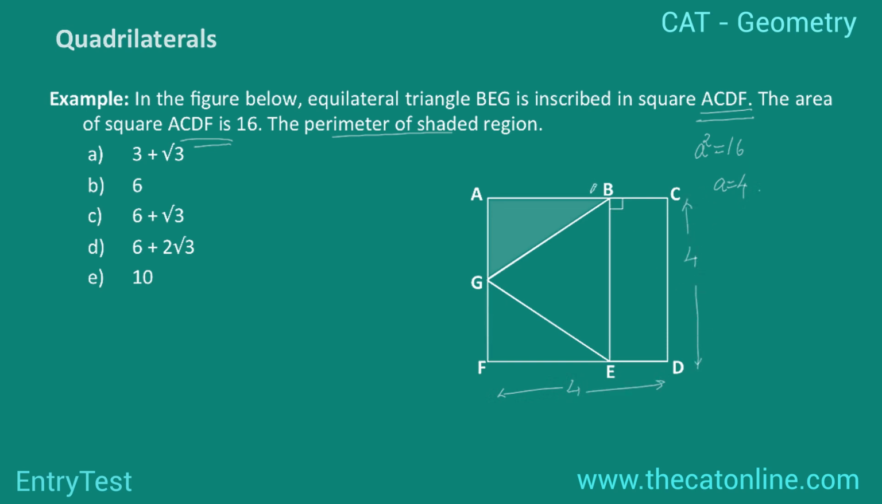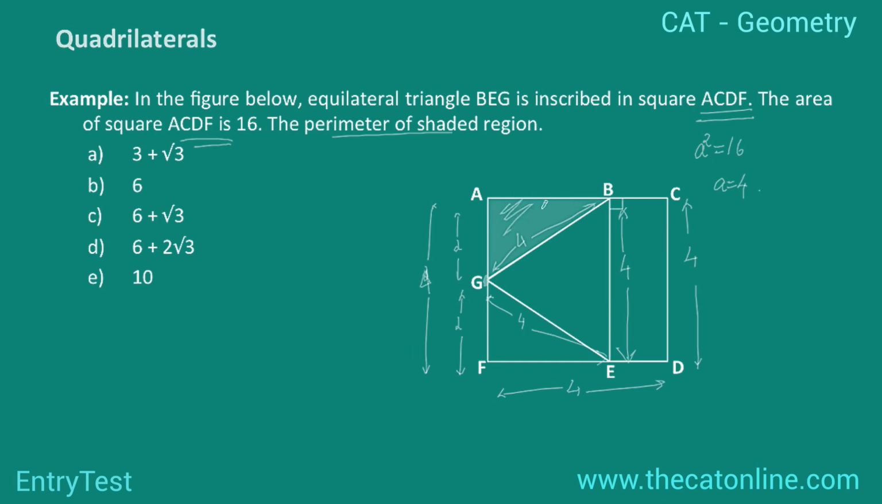Now if you look at it, BE and CD are parallel and between the same set of parallel lines. So the length of BE also becomes 4. So that means this also becomes 4 and this also becomes 4, because it is given to you that it's an equilateral triangle. Now, if I am inscribing an equilateral triangle, that is only possible if G is symmetrically placed between E and F. The length of AF is 4, so the length of AG would be 2 and the length of GF would also be 2.